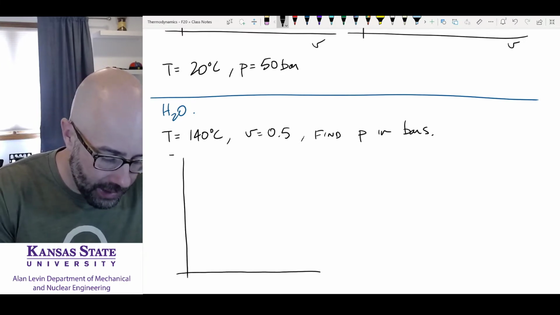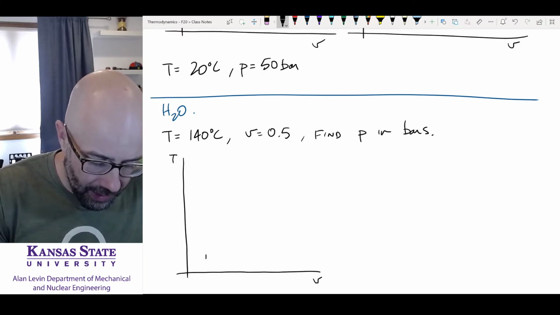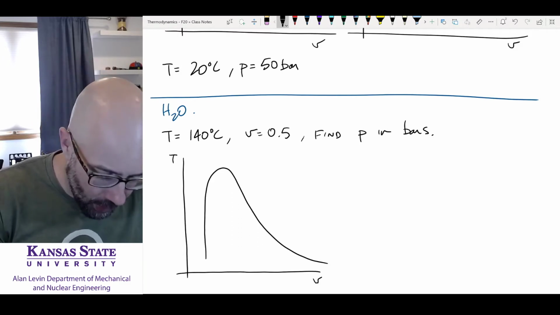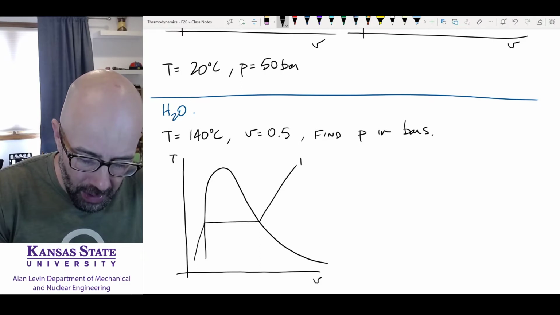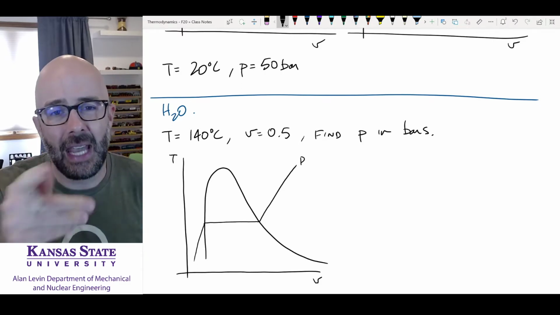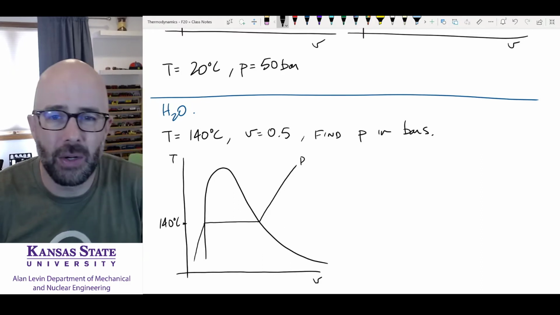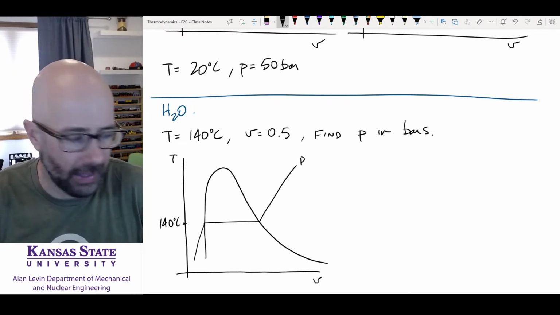And they asked me to do it on a T-v diagram, so I'm going to draw a T-v diagram. And here you're thinking, okay, they asked me to draw a T-v diagram, but they didn't give me a nice pressure. So I'm looking for a pressure here. And since I don't know what the pressure is, since they gave me the temperature, I'm going to put this temperature here as the saturation temperature. I'm going to say, well, at 140 degrees Celsius, what is my saturation pressure for that?